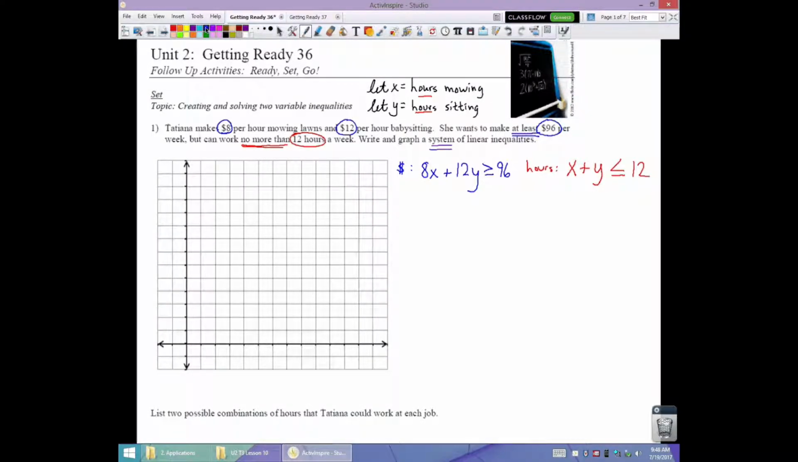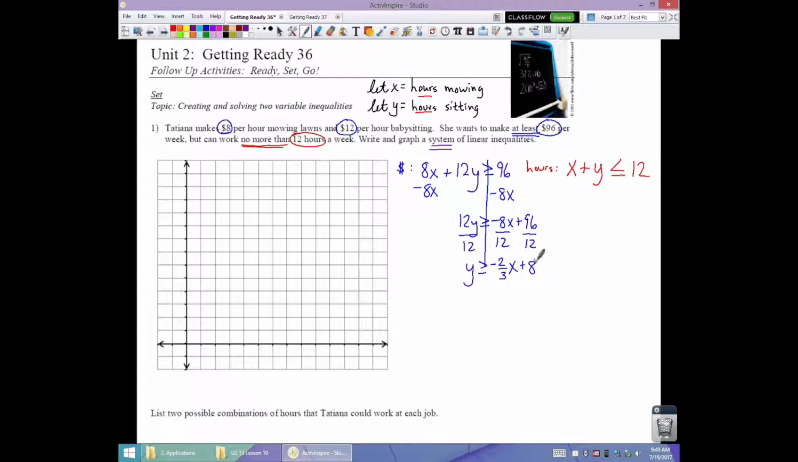Okay, so to graph these, we're going to write them in slope-intercept form. So subtract 8x on both sides here. We have 12y greater than or equal to negative 8x plus 96. Divide everything by 12. Y is greater than or equal to, now negative 8 over 12 is negative 2/3. You need to keep that a fraction. Do not round it to a decimal. And plus 8.